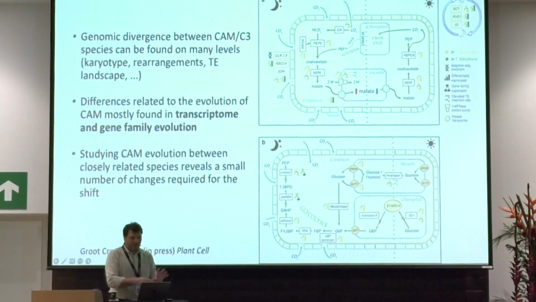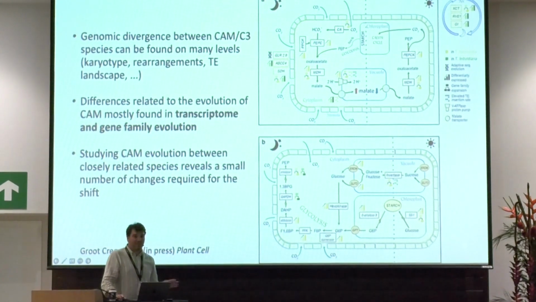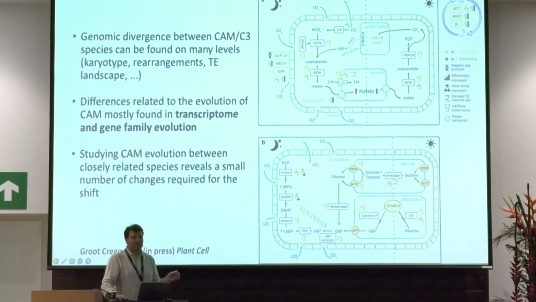So as a summary for this part, we have genomic divergence between CAM and C3 species that can be found on many levels, including karyotype rearrangements at the genome level or tree landscape. But the differences related to the evolution of CAM are mostly found in the transcriptomes, or rates of expression, and gene family evolution. We were also impressed by the small number of changes required. Most of these changes seem to be regulatory, or based on copy number, required for such a shift from C3 to CAM.